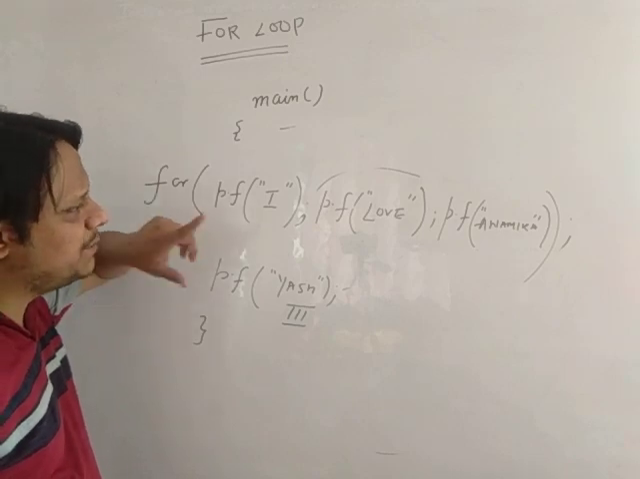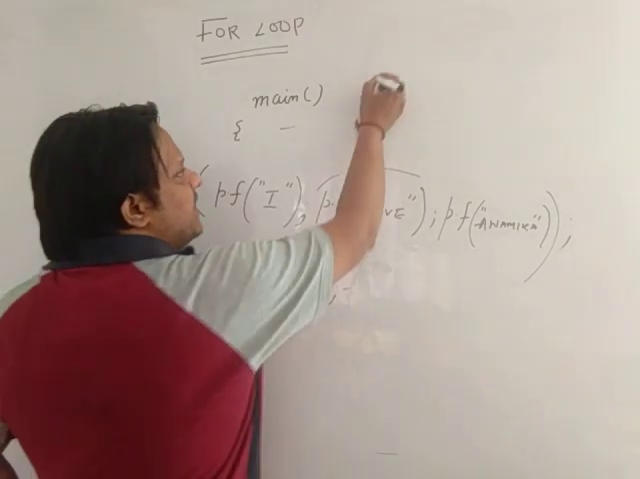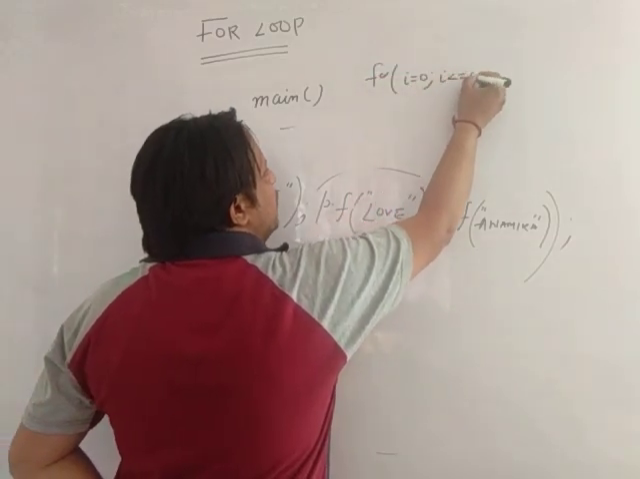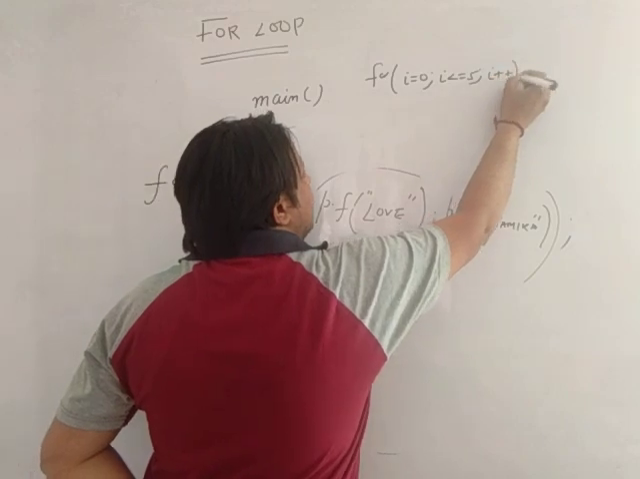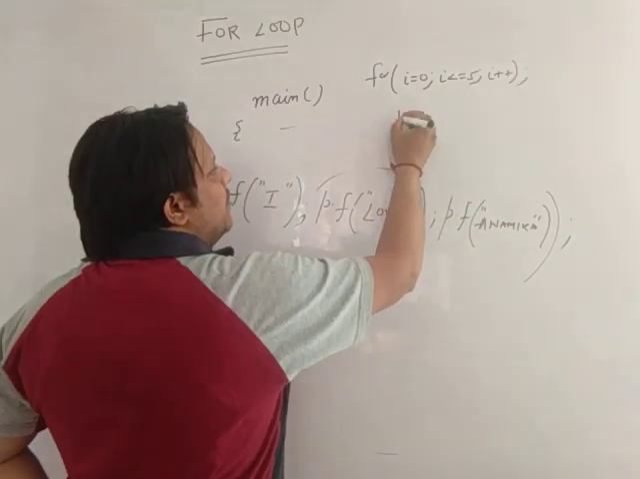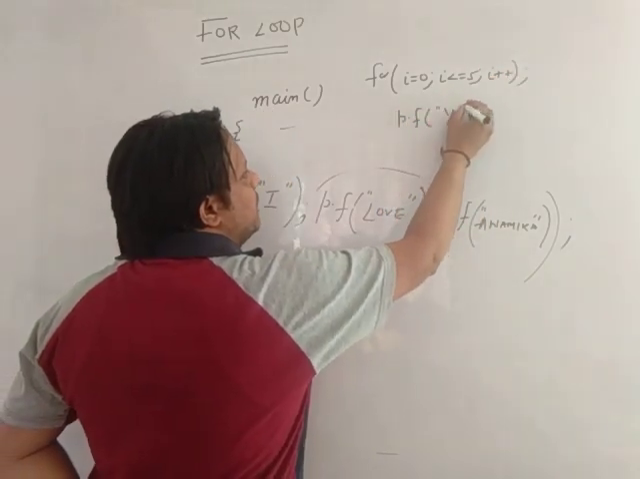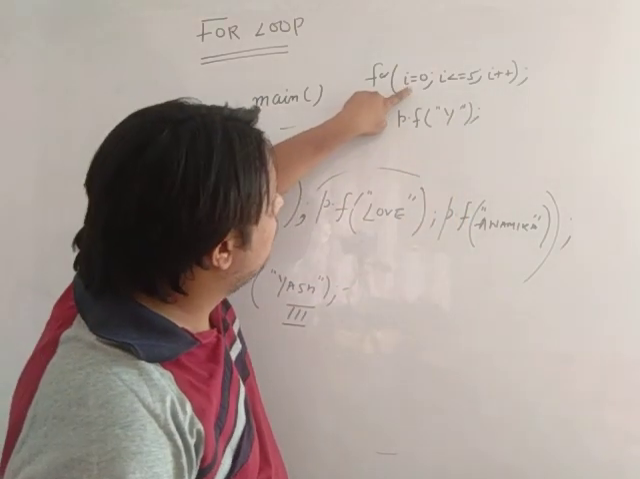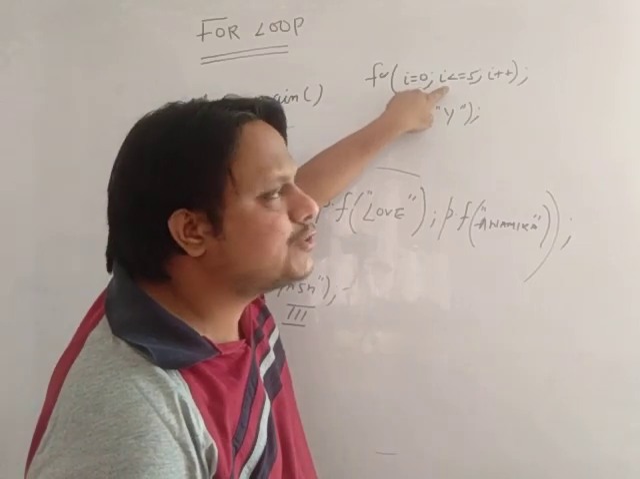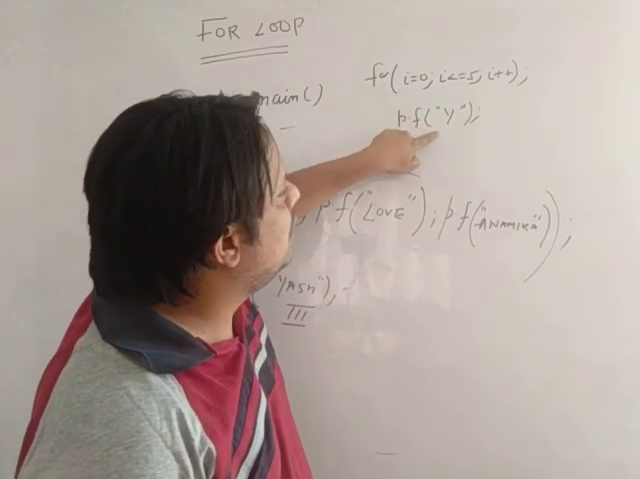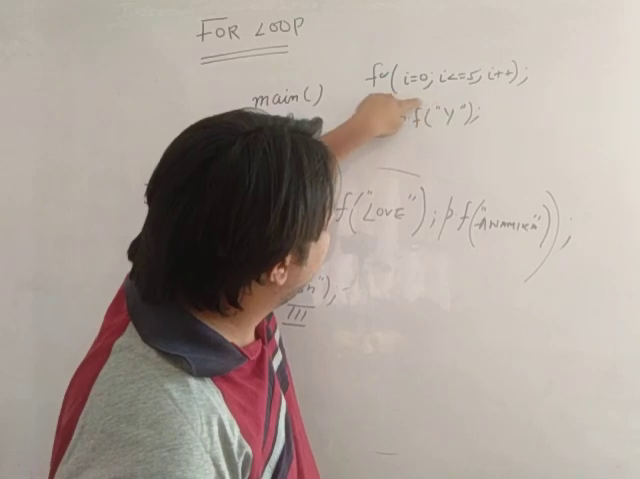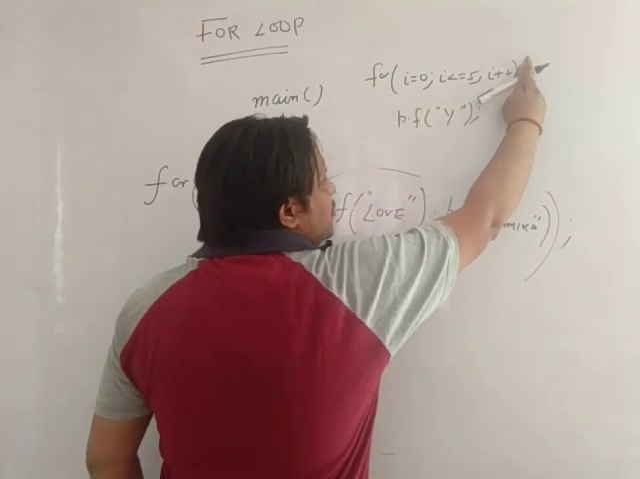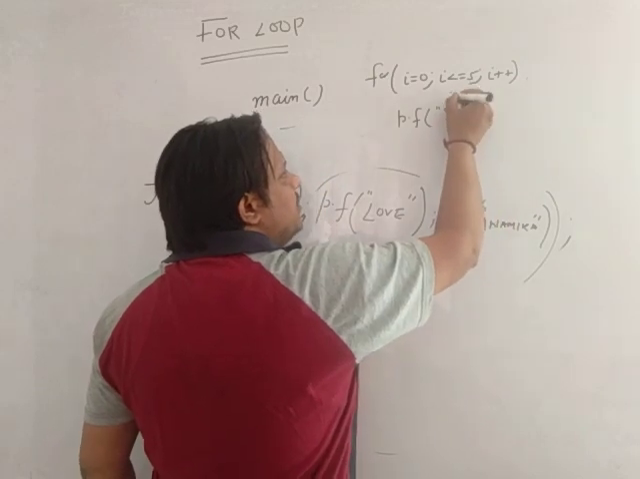A semicolon means nothing. It's just a null statement. For example, if I write for i equals 0, i less than or equal to 5, i plus plus, and if I put a semicolon here, and I'm writing printf y. So what is the output of this? How are you going to run this loop? For i equals 0, i less than or equal to 5, the condition is true. So if this condition is true, you're not going to evaluate this, because in between there is a semicolon. If you are getting confused with this, you can remove this semicolon and put the semicolon here.